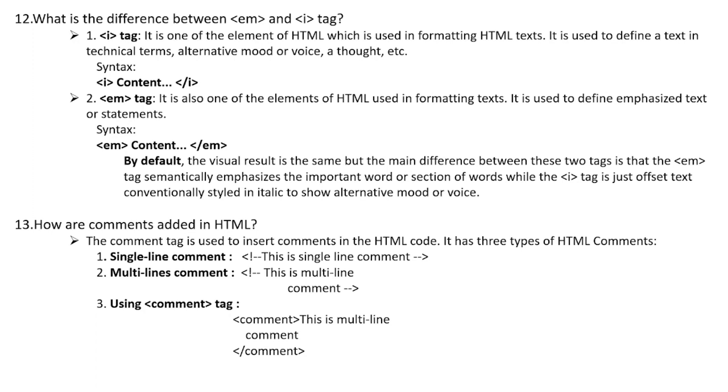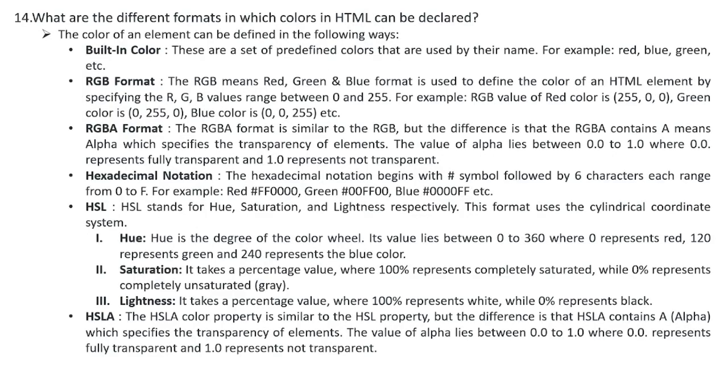Question 13. How are comments added in HTML? The comment tag is used to insert comments in the HTML code. It has three types of HTML comments. 1. Single-line comment. 2. Multi-line comment. 3. Using comment tag. Question 14. What are the different formats in which colors in HTML can be declared?